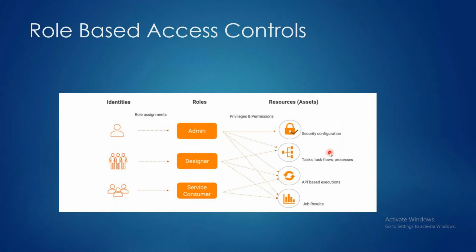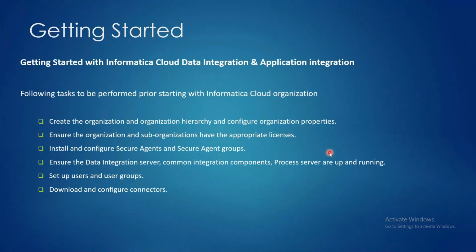Designer is a role who performs different types of identities. There may be multiple designers. You have a service consumer who's an operator role who does some monitoring of the jobs, API based executions, and all that. So how do we get started?